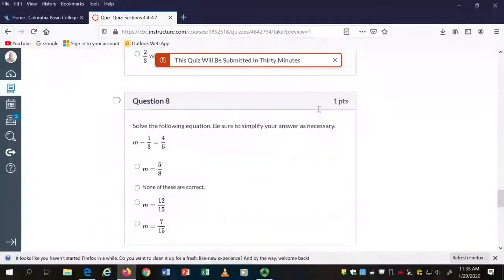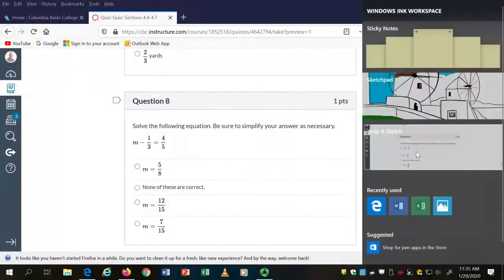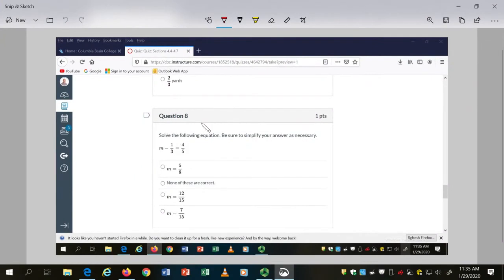All right, so number 8. This is a question about solving equations, and that's something that we were working on yesterday and the day before. So I will get you started on this one. I'll at least get you started so you can see where to go, and then I'll let you finish it. There we go. So if this is our equation, it looks like m minus 1/3 equals 4/5.